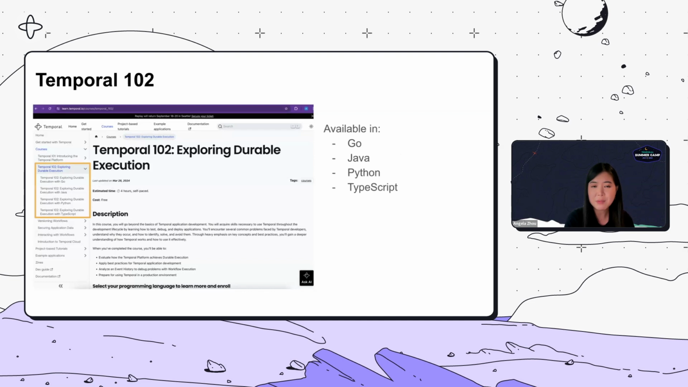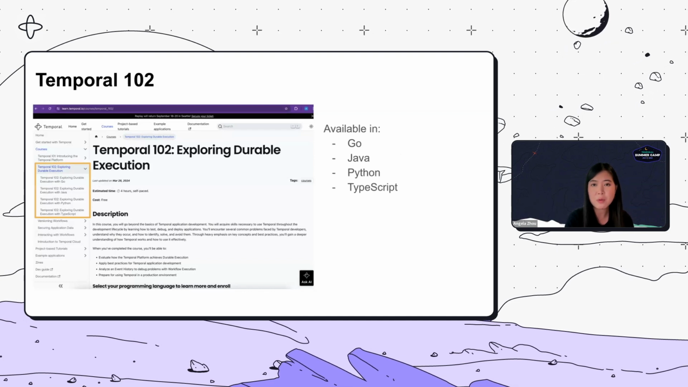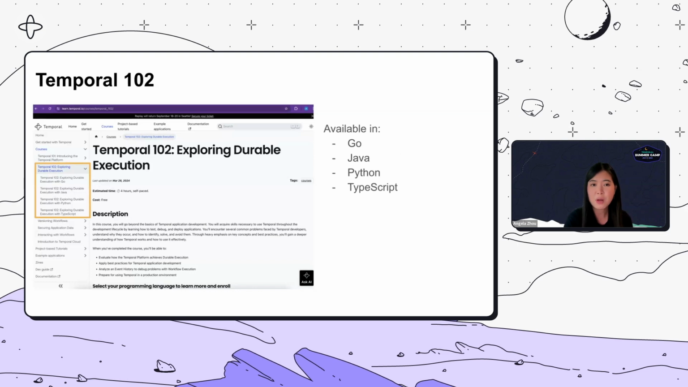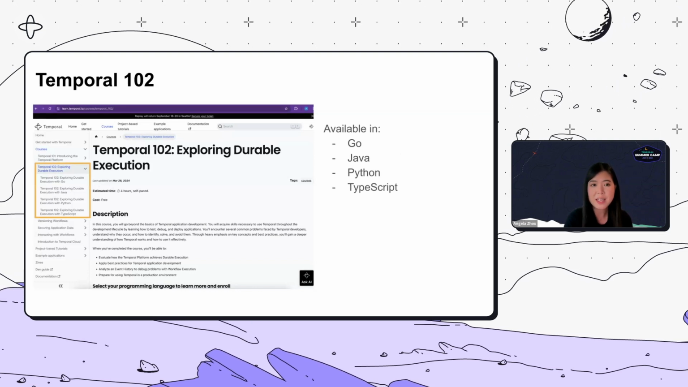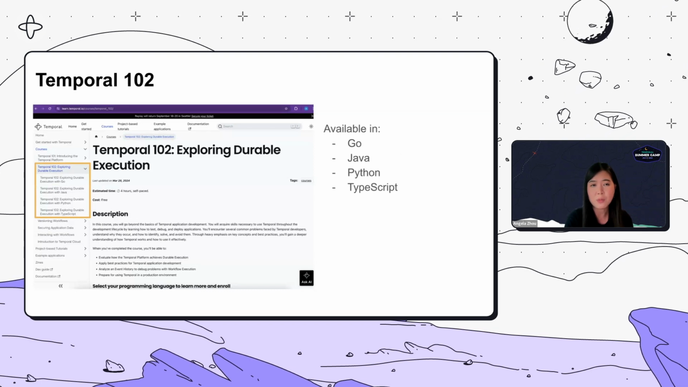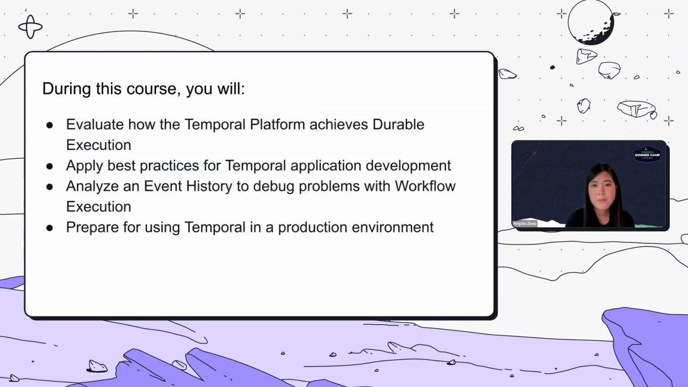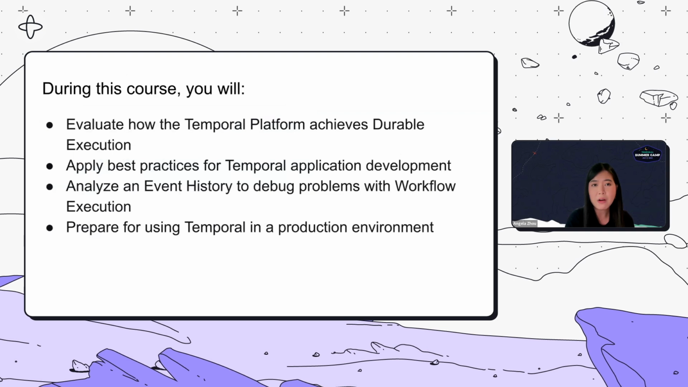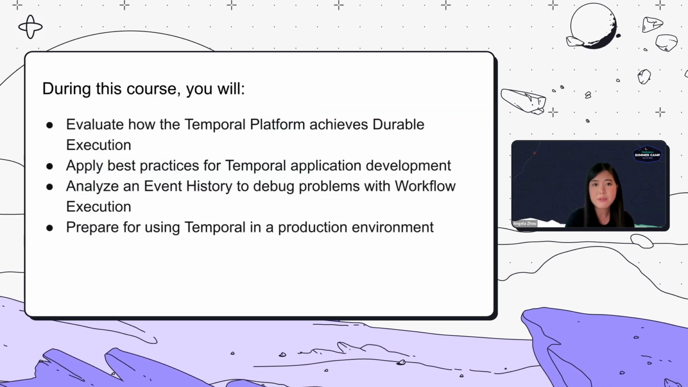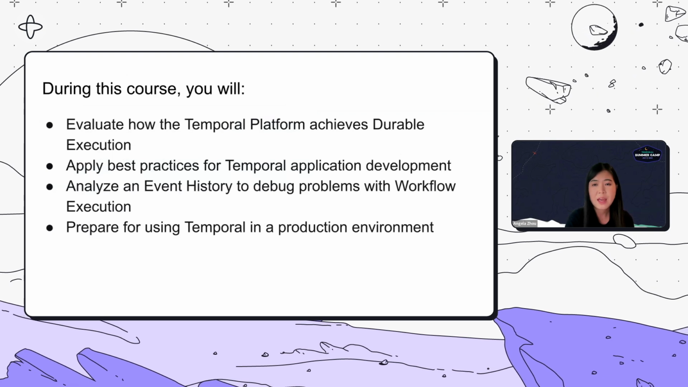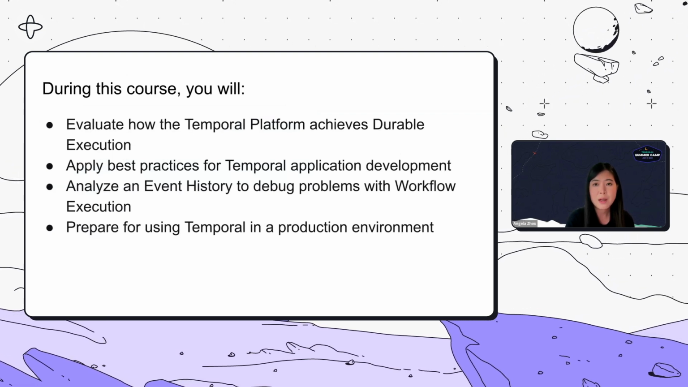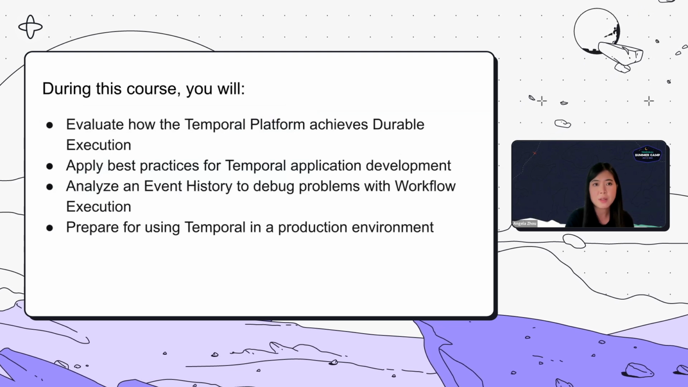As you can see on the left side, we have our current 102 courses available in the Go, Java, Python, and TypeScript SDKs. And just like with 101, you don't need to be an expert in whatever SDK language you're choosing, but the code is a bit more complex than the one in Temporal 101. During this course, you will evaluate how the Temporal platform achieves durable execution, apply best practices for Temporal application development, analyze an event history to debug problems with workflow execution, and prepare for using Temporal in a production environment.